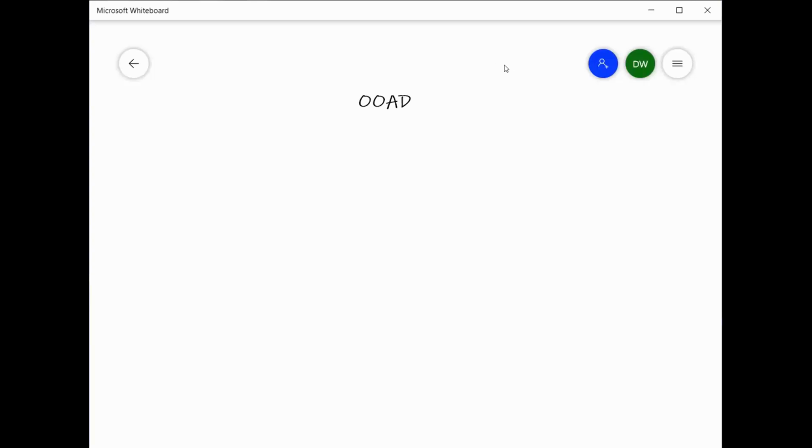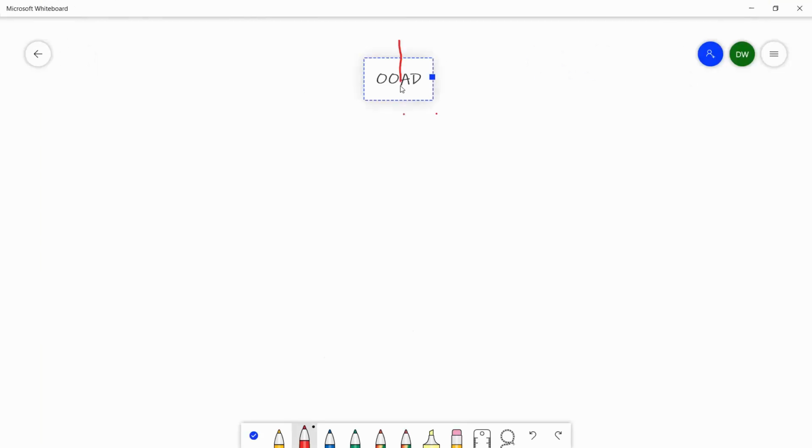What is object-oriented analysis and design? Here, you see two different sections. For an example, if you take this right-hand side, that means analysis and design. Left-hand side, that means object-oriented.